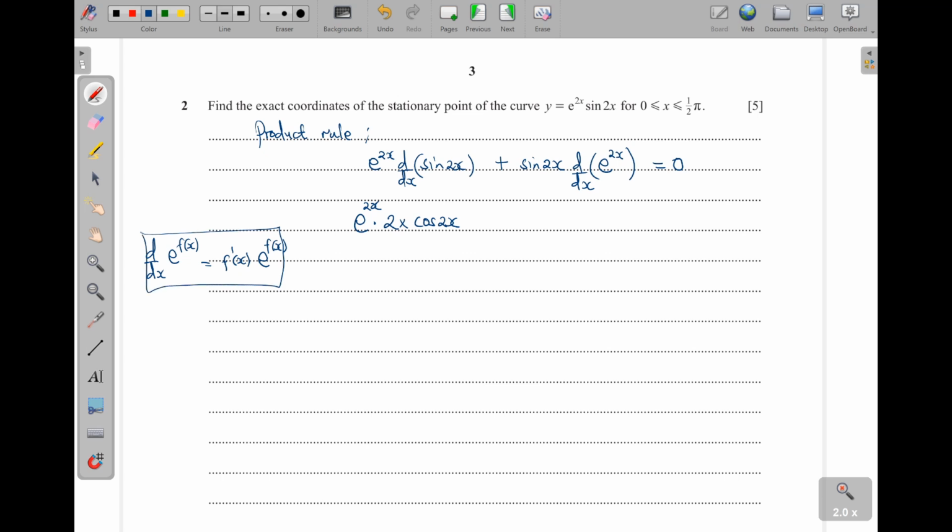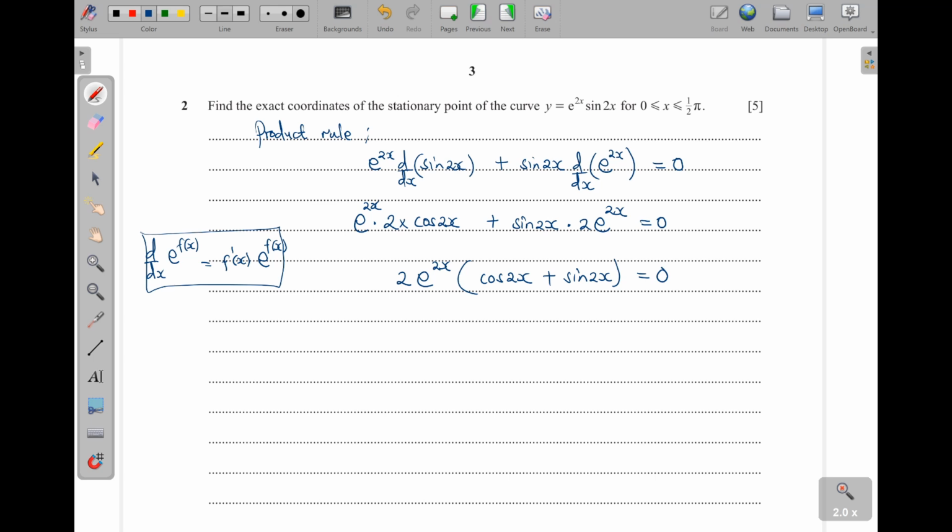So what we are going to do here is the same. We are going to have plus, then sine of 2x times, when we differentiate this one, we get a 2. So we shall have 2, then e power 2x, which is equal to 0. Now, 2 e power 2x is actually common. So I can factorize it here, and then I say this is cos 2x, then plus sine 2x here. Okay, then this one will be equal to 0.